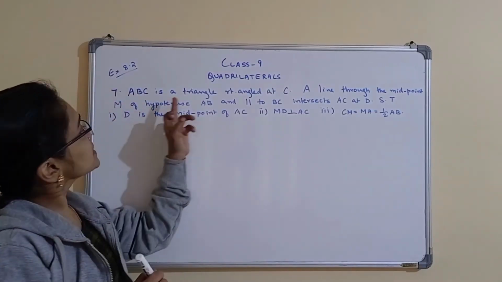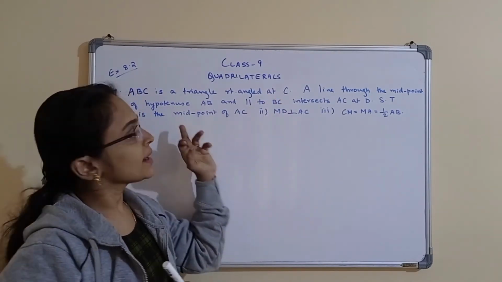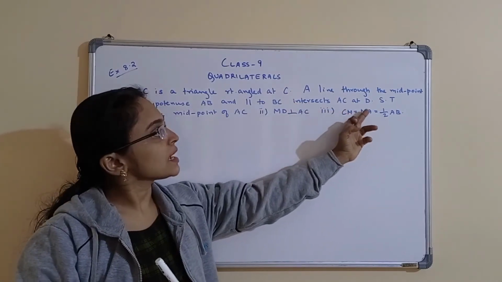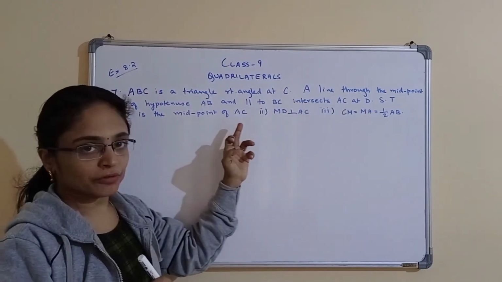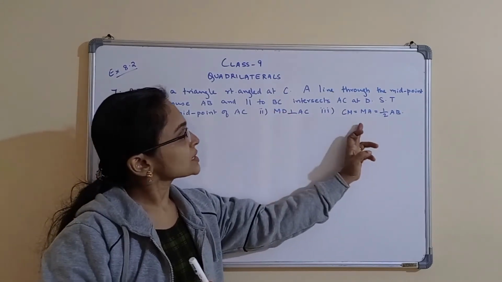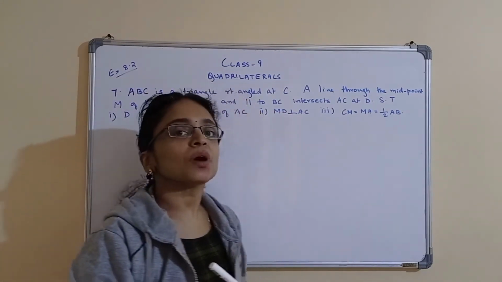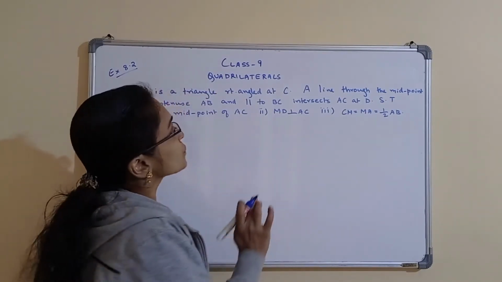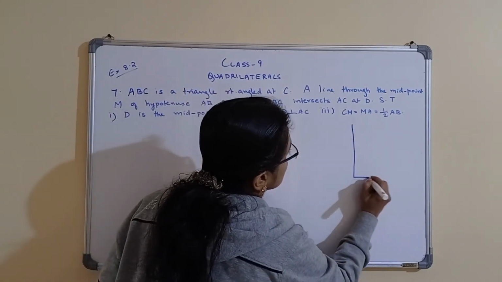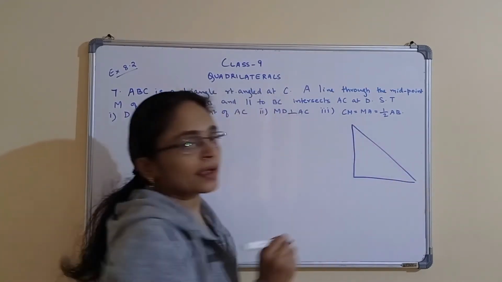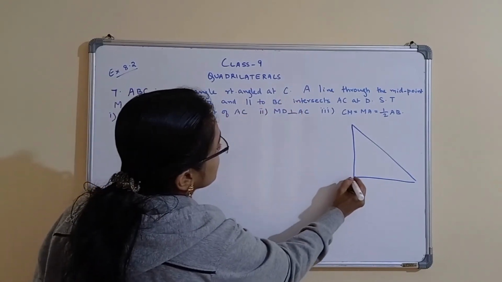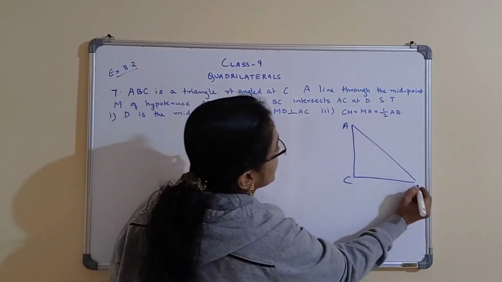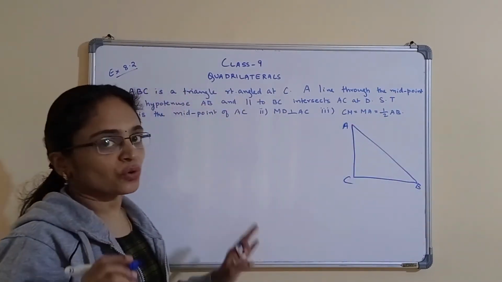Next question is, ABC is a triangle right angled at C. A line through the midpoint M of hypotenuse AB and parallel to BC intersects AC at D. Show that D is the midpoint of AC, MD is perpendicular to AC and CM is equal to MA is equal to half of AB. In this question, the figure is not given. We have to draw the figure. So, given that it is a right angled triangle, right angled at C, and the triangle is ABC. So we can draw it like this.